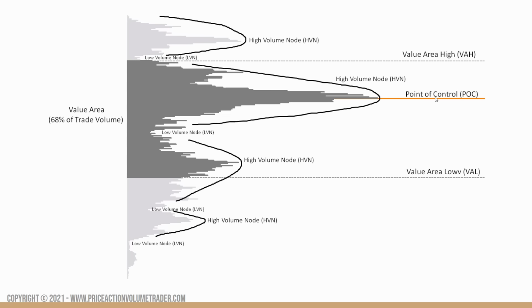Then this orange line, this is the main point of control for this entire profile. So this was the price level on this chart that had the most trade activity.